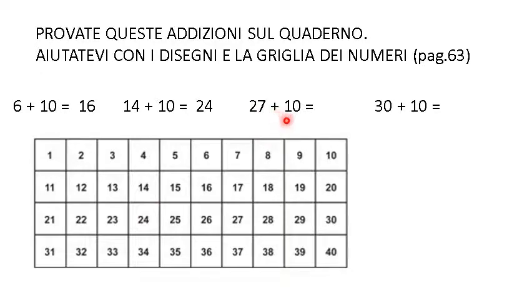Finally, 27 plus 10, well, 27 is here. 27 plus 10 makes 37. And finally, 30 plus 10. Well, 30 is here. And if we add 10, 30 plus 10 gives us 40. Okay, I hope you didn't have any problems with that. If you did, you can go back and look at the examples that we did together, and maybe that will help you.